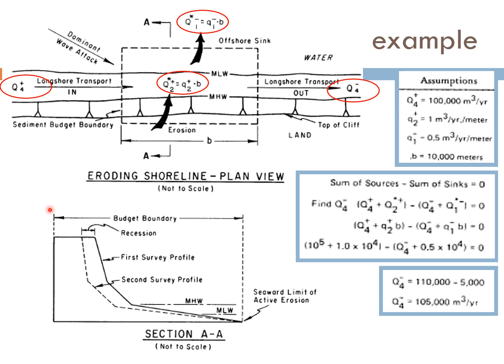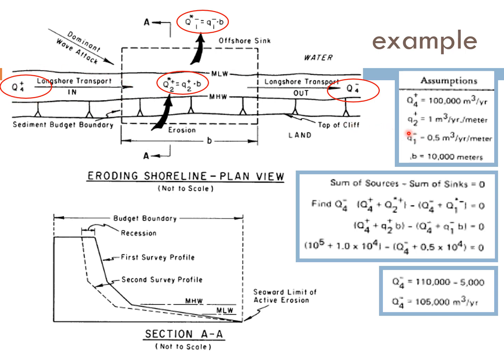This is our limit on the land side, and this is our limit on the sea side. So presuming that these are the values corresponding to the littoral processes of this coastal region, we have Q4 influx of 100,000 meter cube per year, which is the longshore transport here.